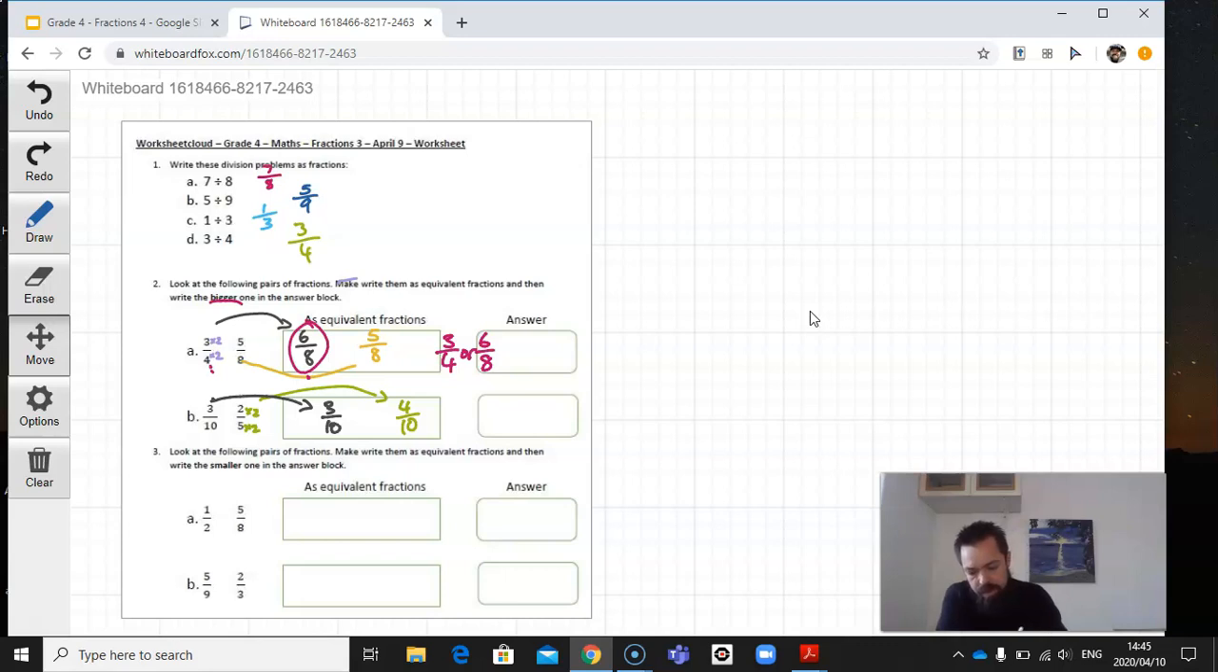I wanted to write down the bigger one. That would be the second of the two. This one, or this one. And again, you can write either of those as your answer, either 2/5 or 4/10. That's an equivalent fraction. So both of those are actually the right answer.